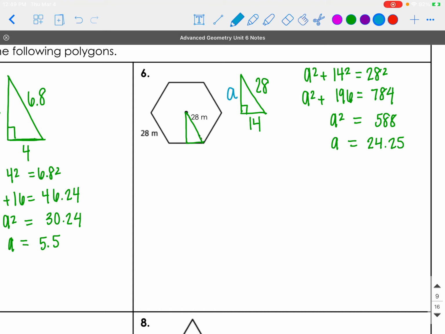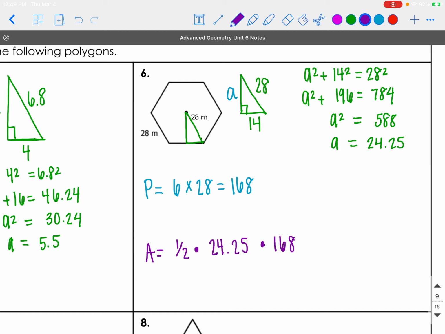For my formula, remember we have to find the perimeter. This is 6-sided, that's a hexagon, and each side is 28. And so my perimeter is 168. And that's what I use in my area formula. Half times the apothem we found was 24.25 times the perimeter, which is 168. And this becomes 2,037 meters squared.